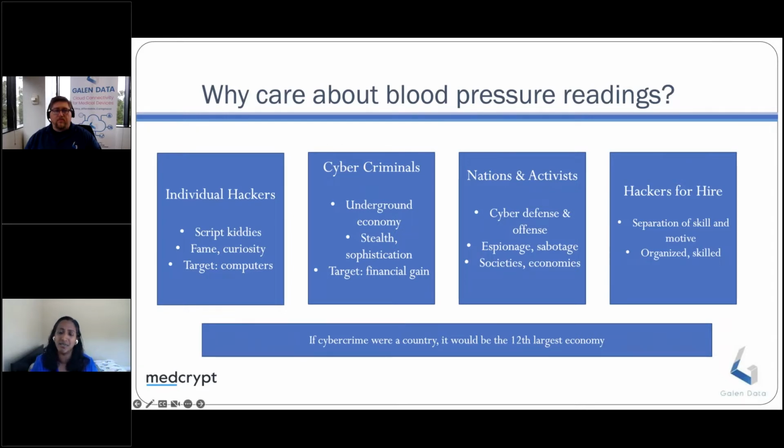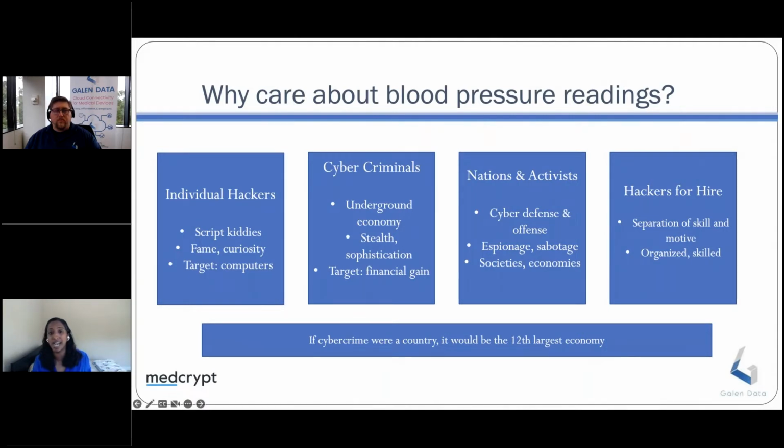Nations and activists. This one's perhaps less obvious, but during the pandemic especially, we've seen a lot of targeting from other nations trying to either get into our health systems to prevent some current relief that's in place, or even to try to obtain IP that is residing in hospitals that they're trying to access.